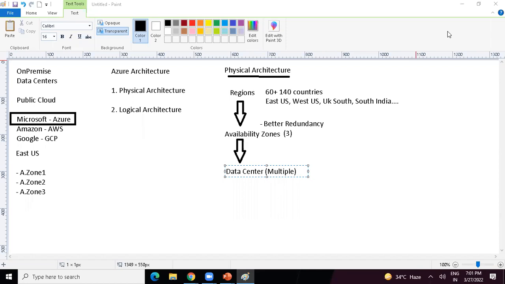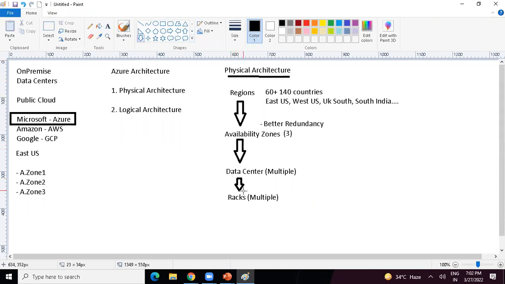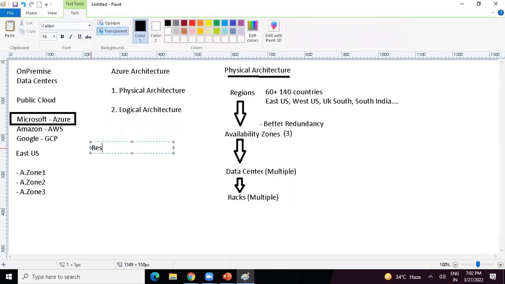Then after data centers, we have something called racks. Racks are the places where the resources will be deployed. In every data center, we will have multiple racks where the resources will be deployed. Whenever I use the word resources, I mean a virtual machine, a virtual network, a database, a firewall, containers, Kubernetes, etc. These are referred to as resources.